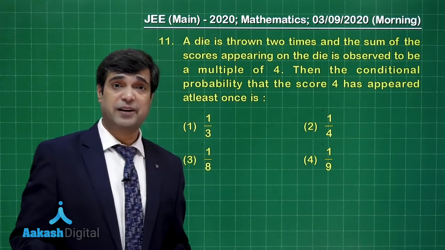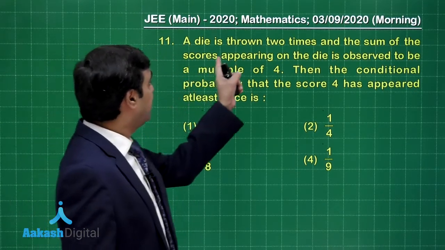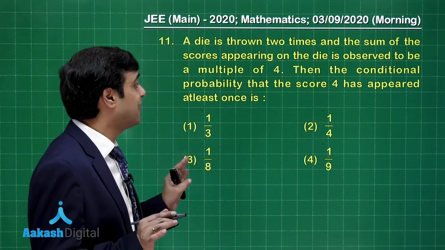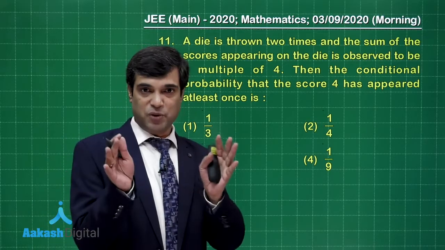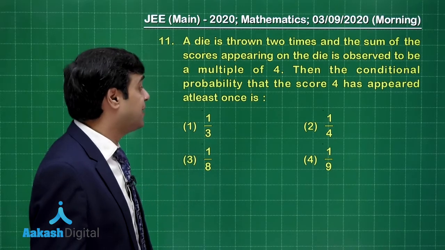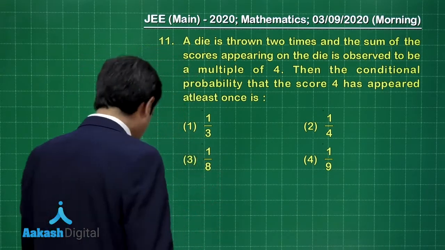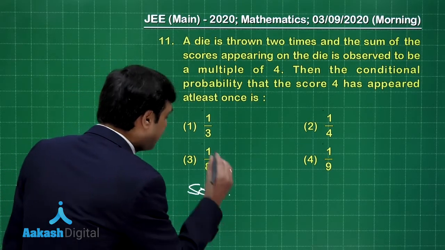So moving forward, let's take up the next question, that is question number 11. A die is thrown 2 times and the sum of the scores appearing on the die is observed to be a multiple of 4. So the sum of the two numbers is a multiple of 4. Then the conditional probability that the score 4 has appeared at least once. Simple question from probability. Let's see what is the sample space.